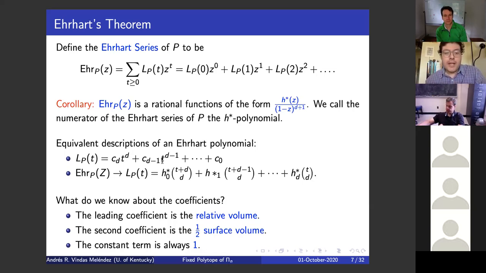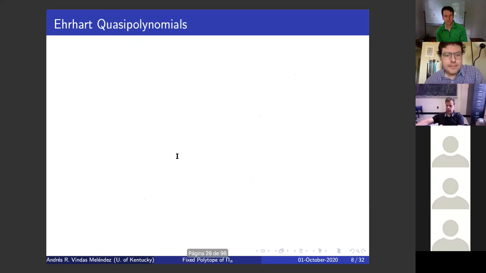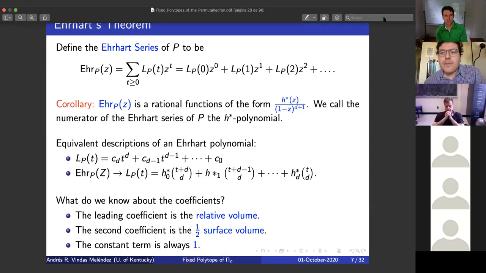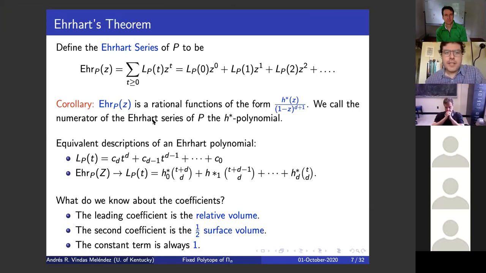But we don't really know what happens in between, maybe the constant term and the surface volume term, yeah? So one open question in this field, which is called Ehrhart theory, the study of enumerating lattice points in polytopes, is, well, can we give combinatorial interpretations for those coefficients? In some particular cases we do, but it's actually really hard in general. Are there any questions so far? Feel free to interrupt me.